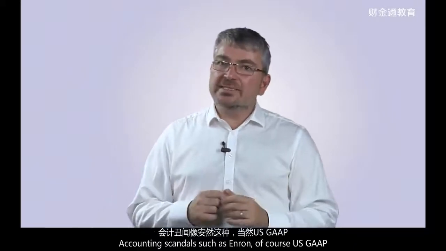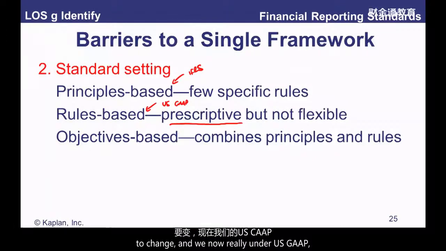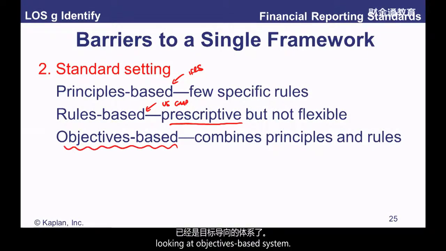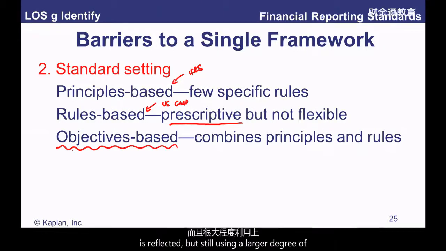As we said, accounting scandals such as Enron have caused US GAAP to change, and we're now really under US GAAP looking at an objective-based system where it's combining principles to ensure economic substance is reflected, but it's still using a larger degree of rules-based decisions compared to IFRS.